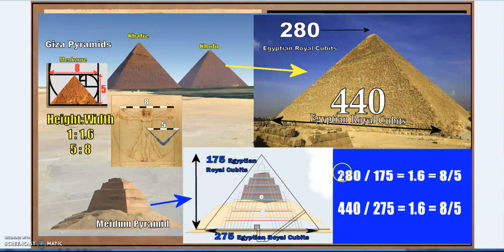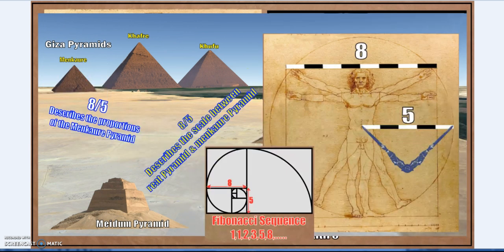So 280 Egyptian royal cubits high divided by 175 Egyptian royal cubits high equals 1.6, or 8 over 5. The width of the Great Pyramid, 440 Egyptian royal cubits, divided by the width of the Meidum Pyramid, 275, so 440 divided by 275 equals 1.6, or 8 over 5 as well. The pyramids are geometrically linked.